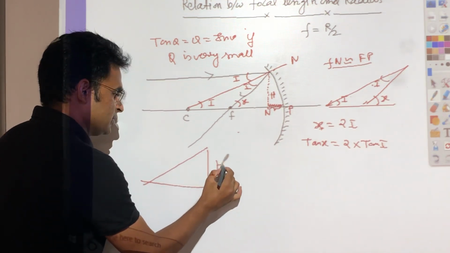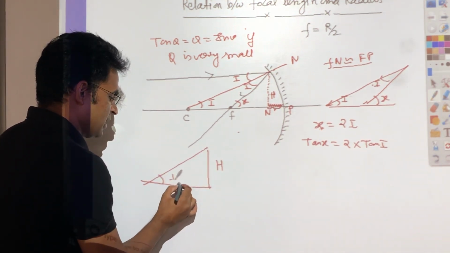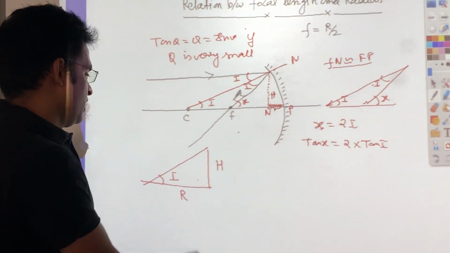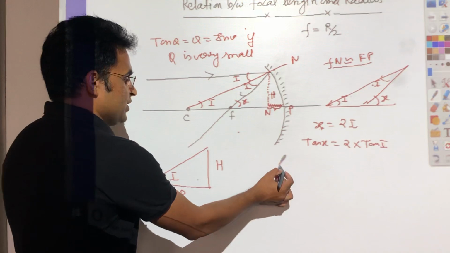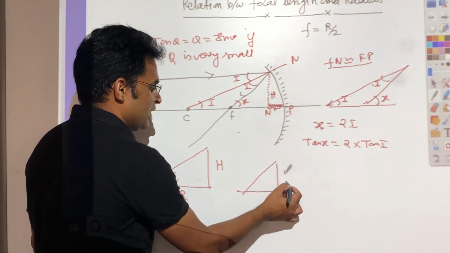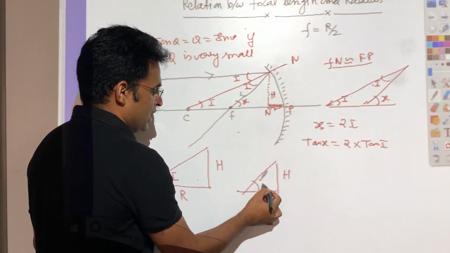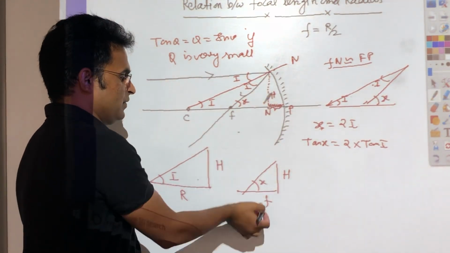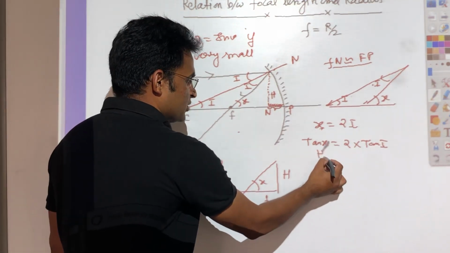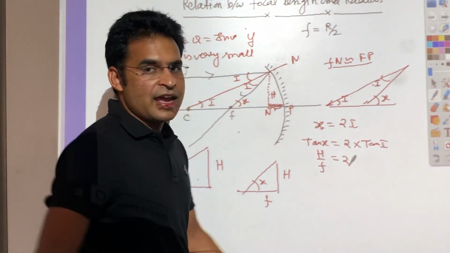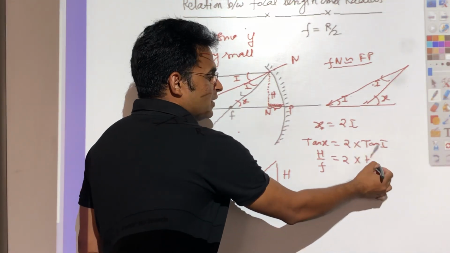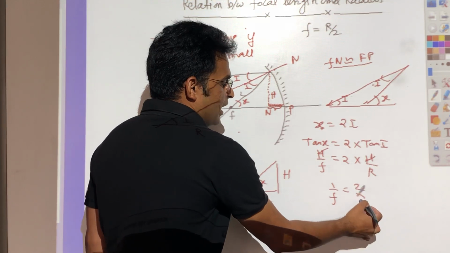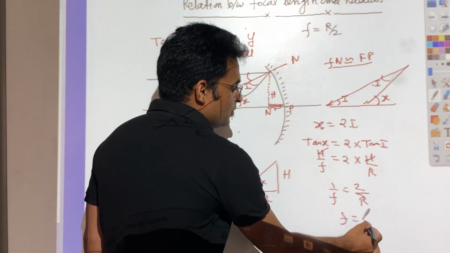This height is h, this one is r, this angle is I. This triangle I took from here only. So tan I I can write as h divided by r. And if you see this triangle, this one is h, this one is f, and this one is X. Tan X, what I can write from this triangle, tan X is equal to h divided by f. So in place of tan X, I write h divided by f. In place of tan I, I can write h divided by r. So h and h get cancelled. So 1 by f is equal to 2 by r. It means f is equal to r by 2.